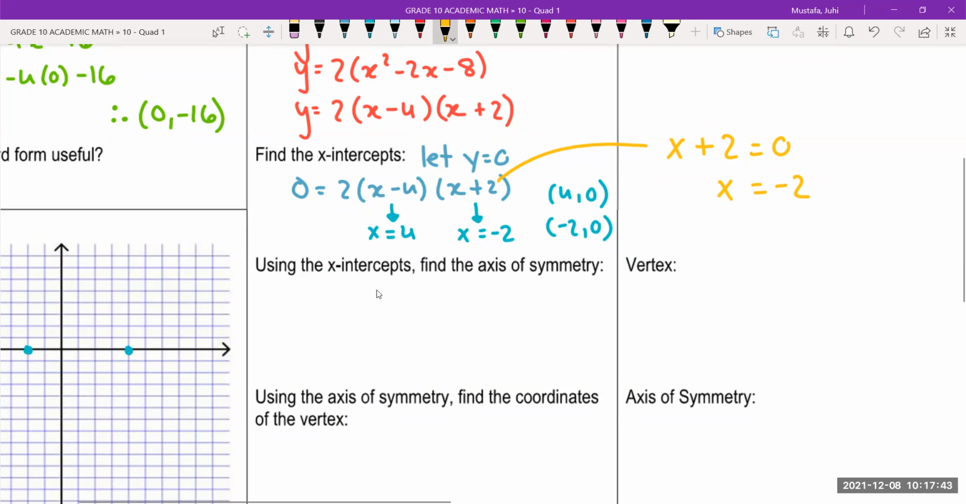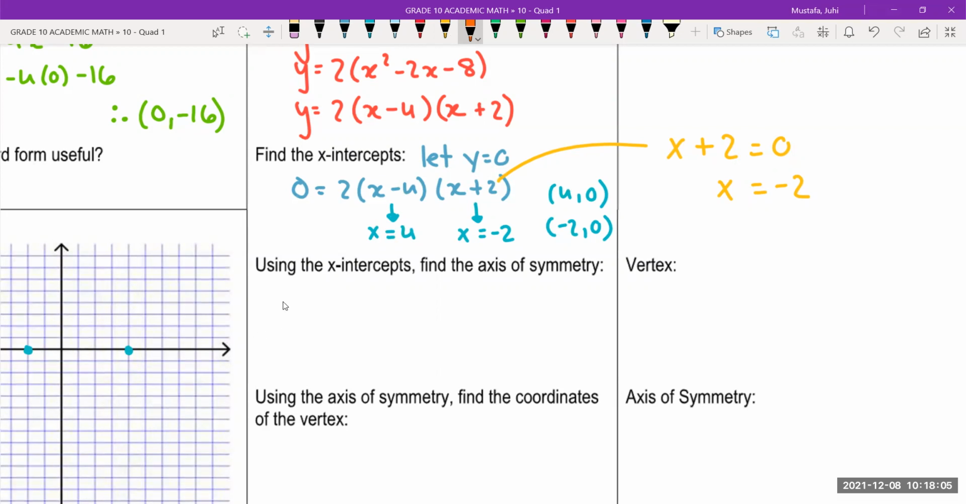All right, using the x-intercepts, find the axis of symmetry. How do we do that? How do we find the axis of symmetry? Krisha? It's also known as the x value of your vertex. So the axis of symmetry and the x value of your vertex are the same thing. This was Monday's class. What do you think, Severe?